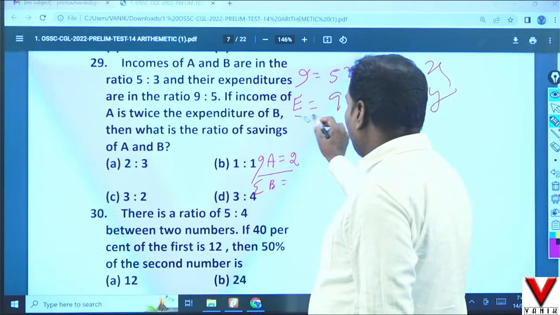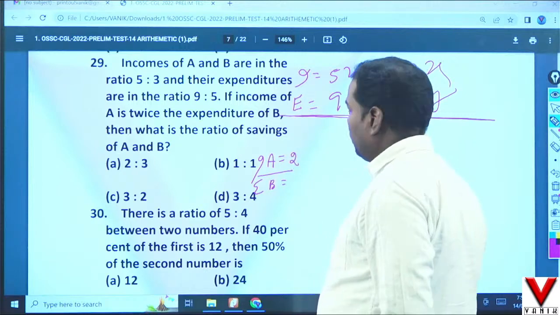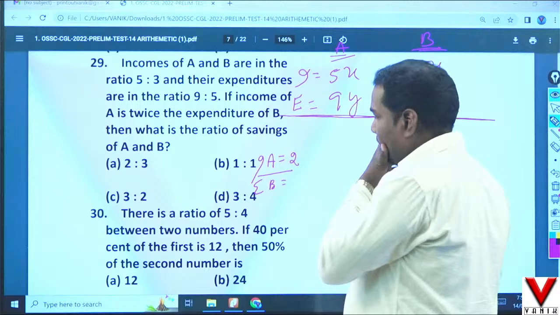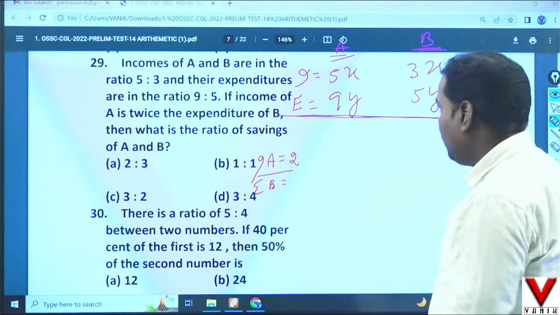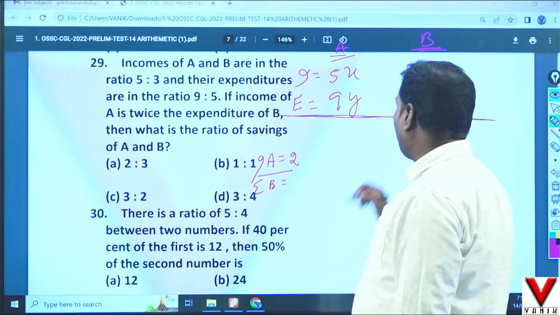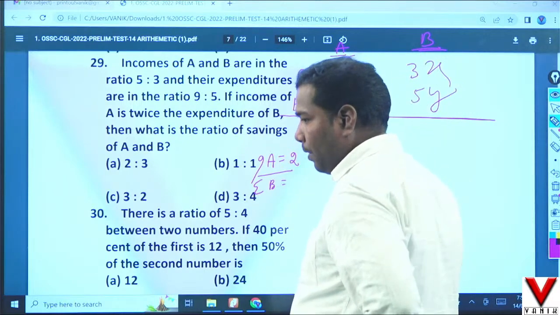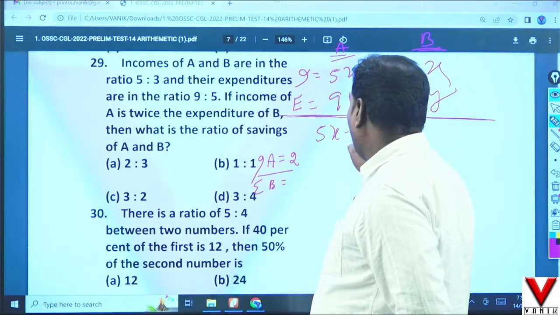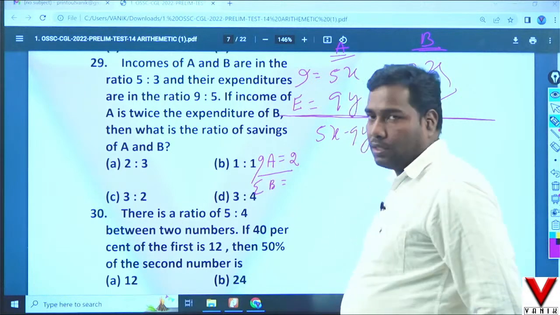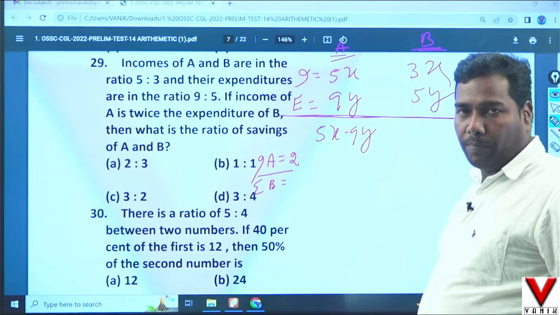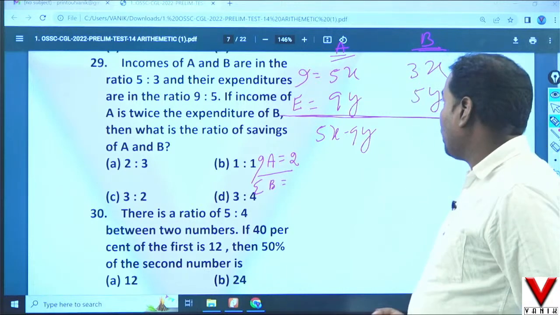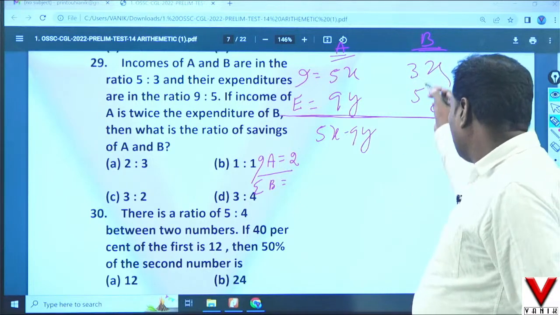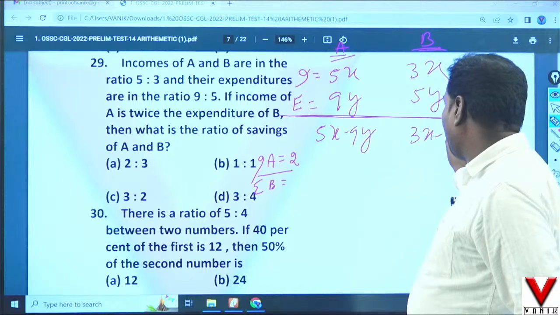So here we have to find out the savings ratio. Income of A is 5x, income of B is 3x. Expenditure of A is 9y and expenditure of B is 5y. So savings is income minus expenditure: for A, 5x minus 9y, and the same thing for B, 3x minus 5y.